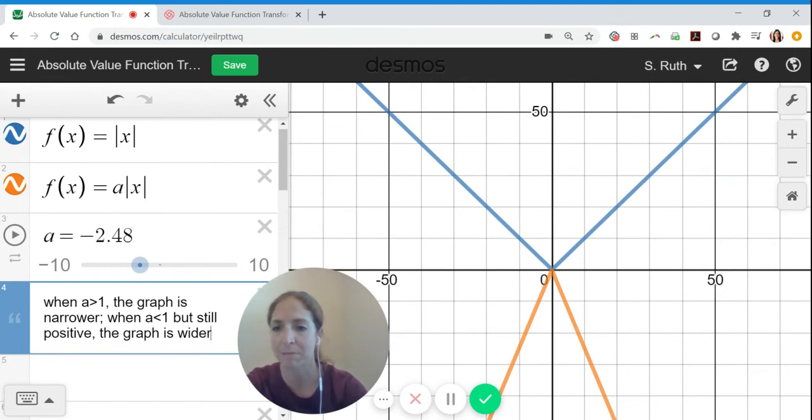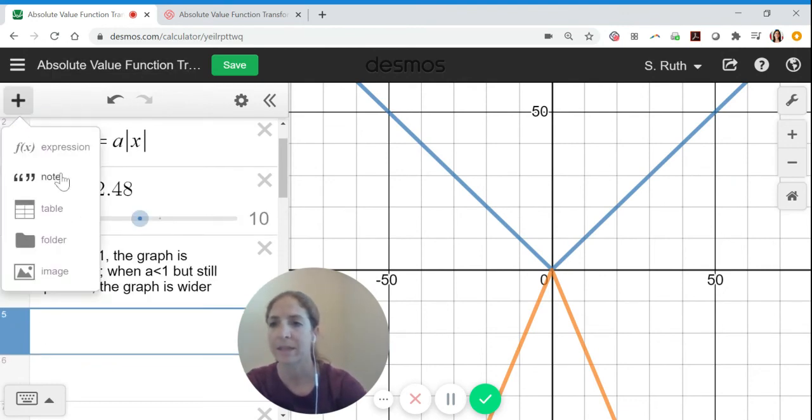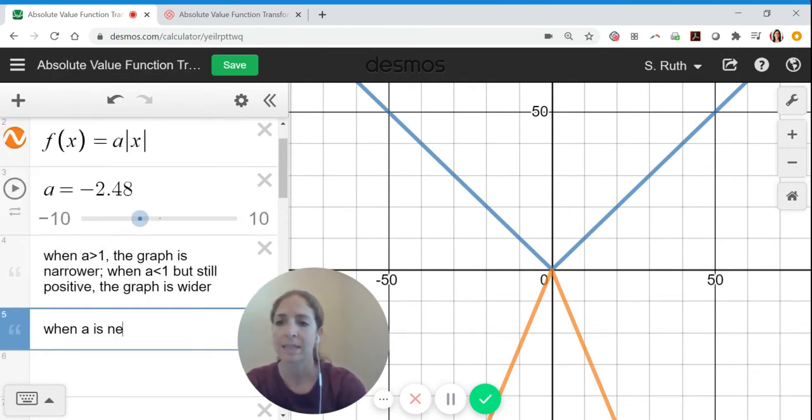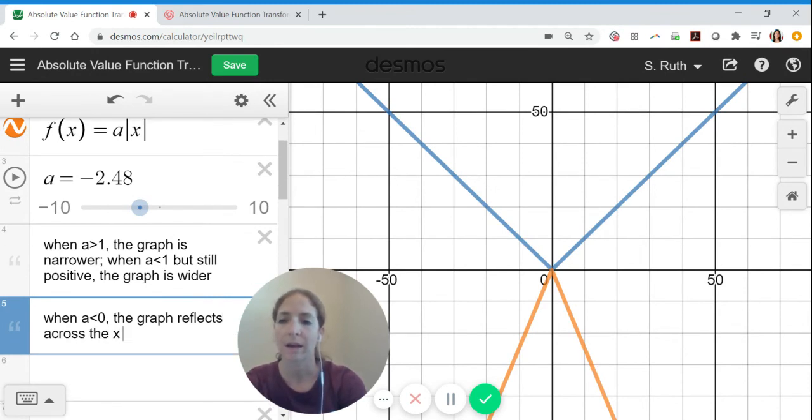So I can at least make a little statement here that says when A is negative, another way of saying that is when A is less than 0, the graph reflects across the x-axis.